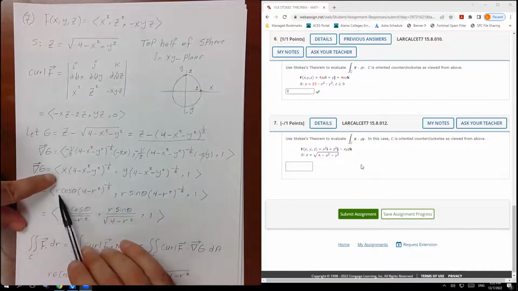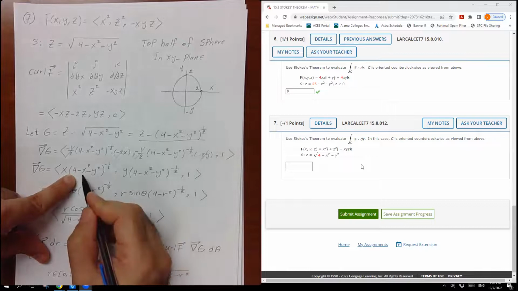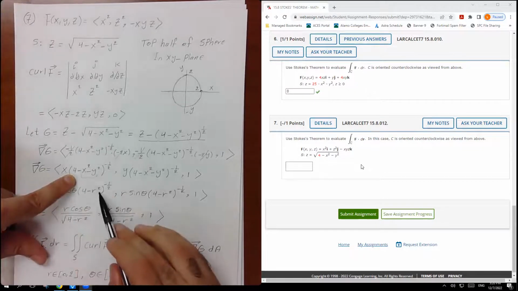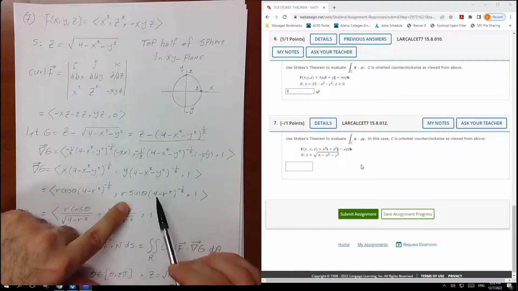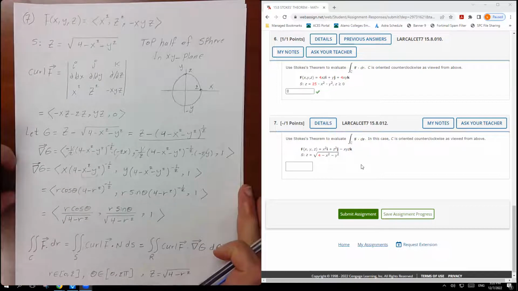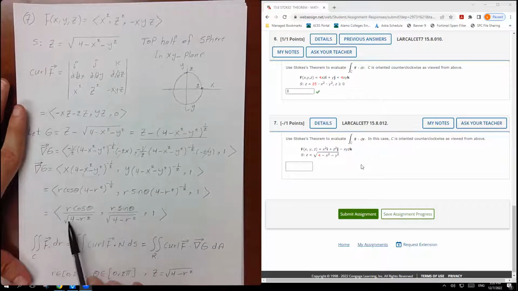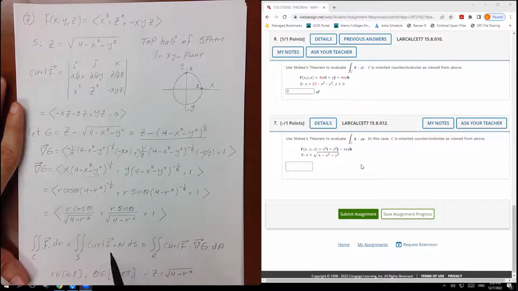So this is r cosine theta. This is 4 minus, this is the r squared. The same thing here, r sine theta. And here is going to be 4 minus r squared to the negative half, and here is 1. So it's going to be r cosine theta over the square root of 4 minus r squared, and r sine theta over the square root of 4 minus r squared, and 1.